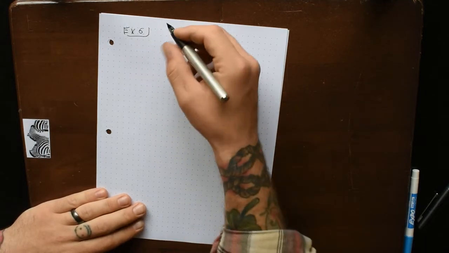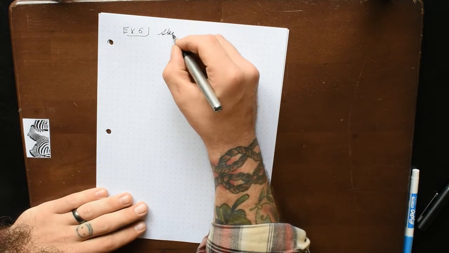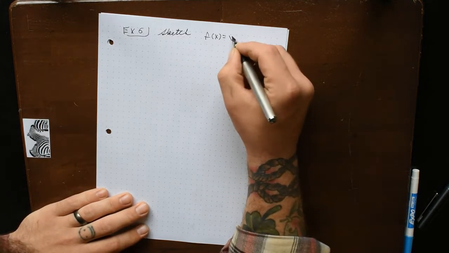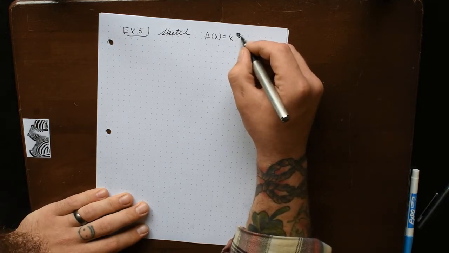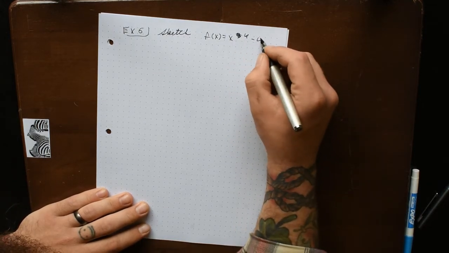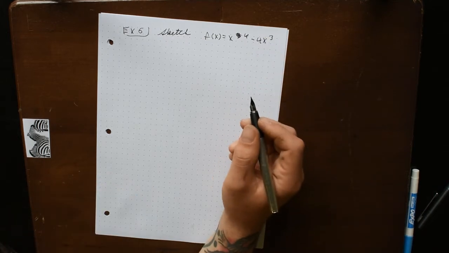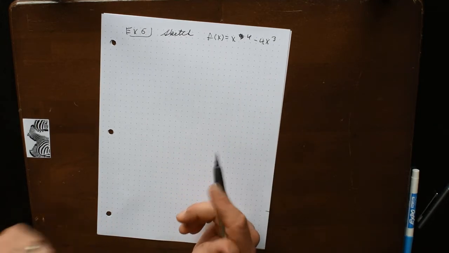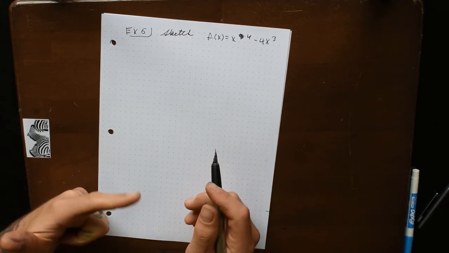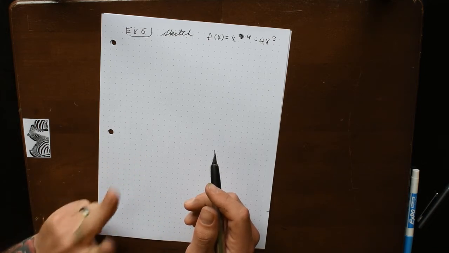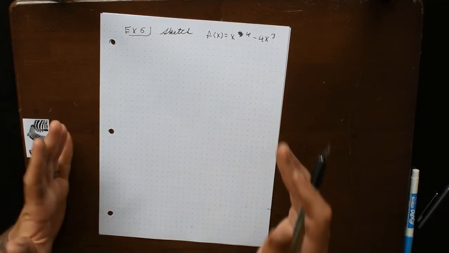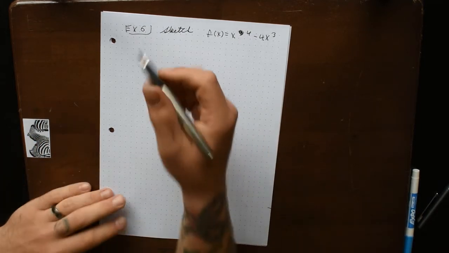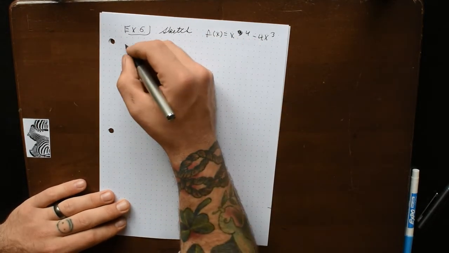Example 6, what we're going to do is sketch f of x equals x to the 4th minus 4x cubed. In order to sketch this function, we're going to get some information from the function itself, some information from its derivative, and some information from its second derivative. We're going to fill probably this whole sheet with information, and then on the back side we're going to sketch it. So what do we get from f of x?